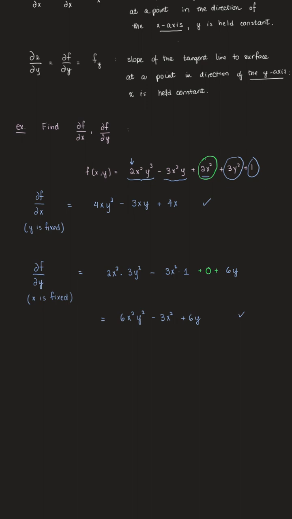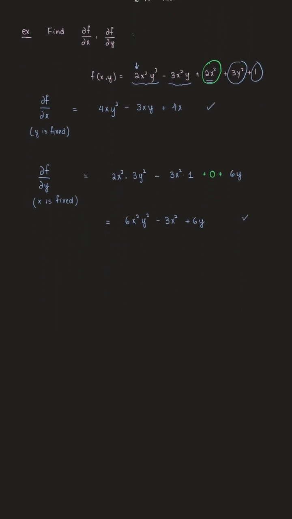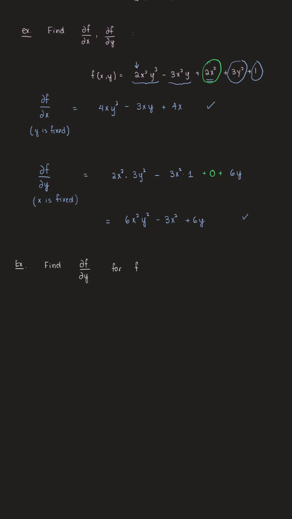Okay, let's do one more example here. And I will do some additional examples in follow-up videos. But let's try another example here. And this time, let's just focus on finding the partial derivative of f with respect to y. And our function is f of xy equals y times the sine of xy.